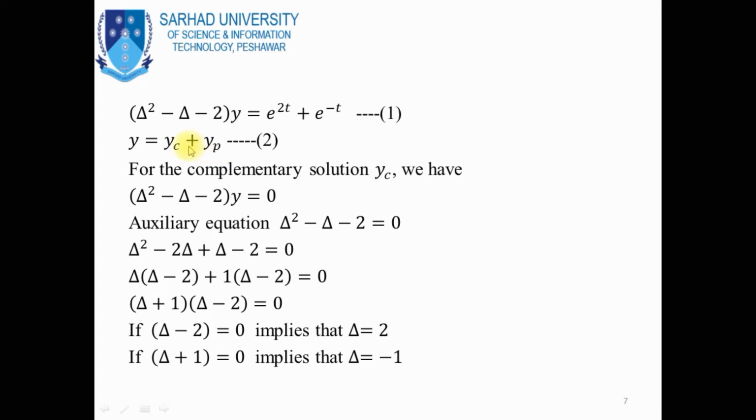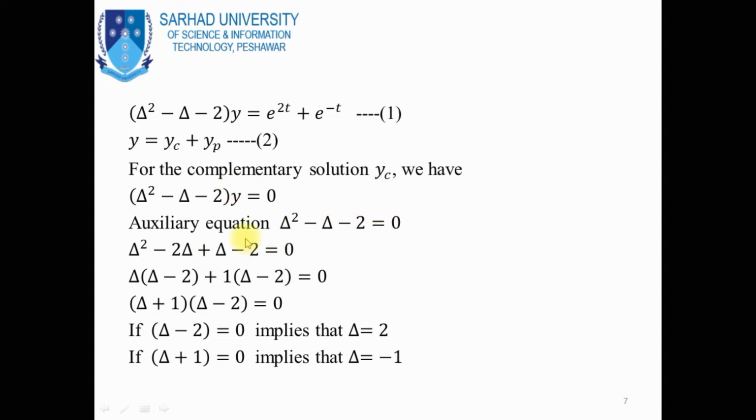For the complementary solution, we take only the homogeneous part of this non-homogeneous equation. The complementary solution of this homogeneous equation depends on the nature of roots of the auxiliary equation, where the auxiliary equation is delta square minus delta minus 2 is equal to 0. Y is equal to 0 will be the trivial solution, but we need the non-trivial solution. For the non-trivial solution, we put delta square minus delta minus 2 is equal to 0.